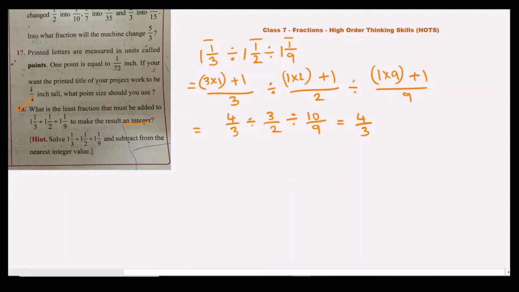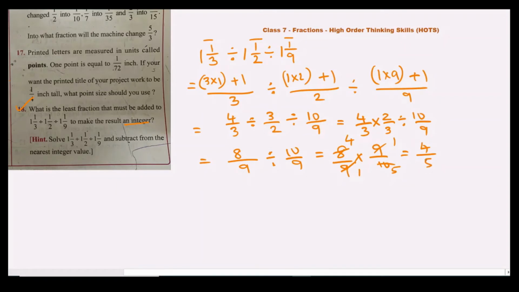You know very well, when you make the division sign a multiplication sign, you just simply reverse this. Divided by 10 by 9. So that means 4 2's are 8 over 3 3's are 9, divided by 10 by 9, that again equals 8 by 9. When I make this division sign a multiplication sign, this becomes 9 by 10. 9 ones get cancelled, 2 4s and 2 5s. That is equal to 4 by 5, the resultant fraction.